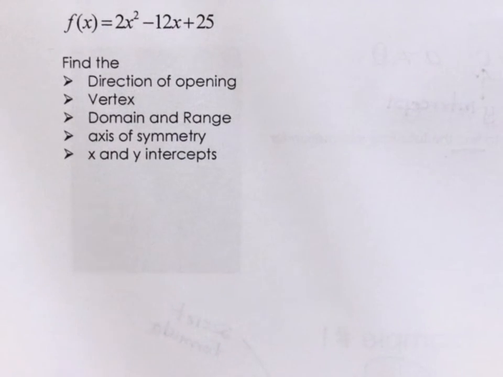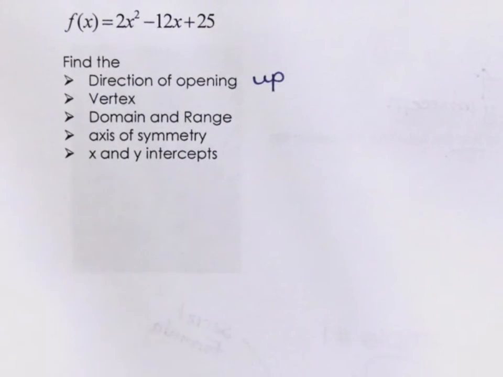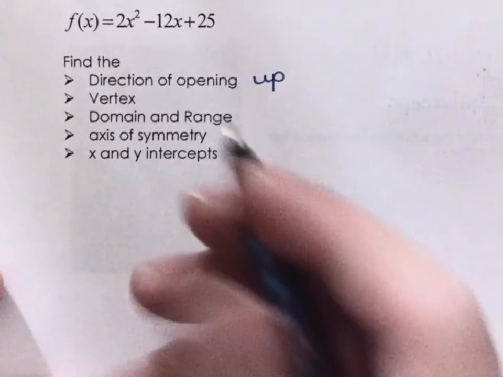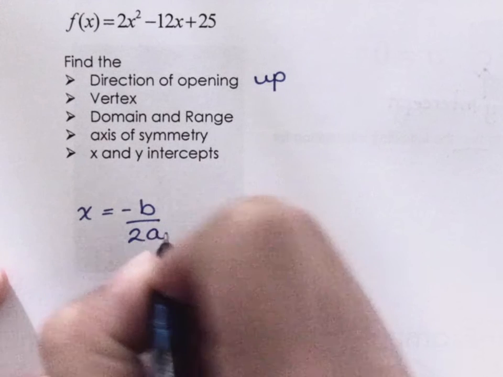What's the direction of the opening? Up, because the 2 tells us that. Okay, vertex. What do I have to do? I got to use that secret formula again, right? So x equals -b over 2a.